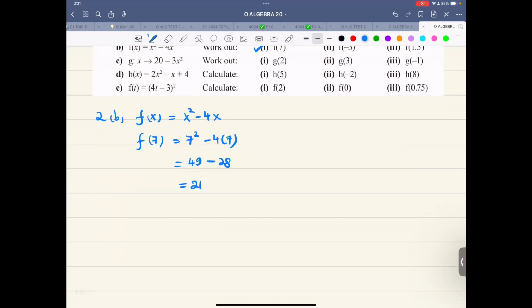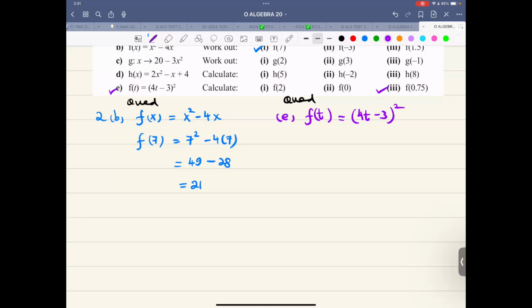Something like part E. Now it says f of t is equal to (4t minus 3) whole square. Now let me take you back to quadratics. This is almost in the completed square form. It is not exactly, but something similar to that. So this is also quadratic because it has a square. So f of t is (4t minus 3) square.